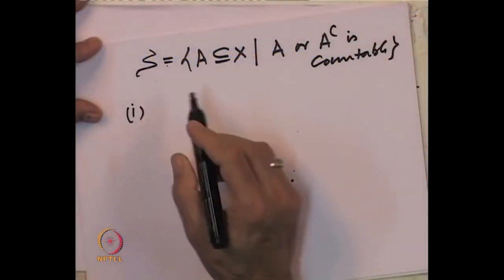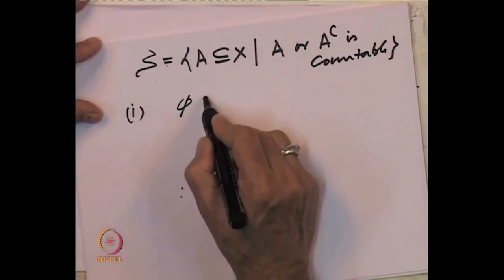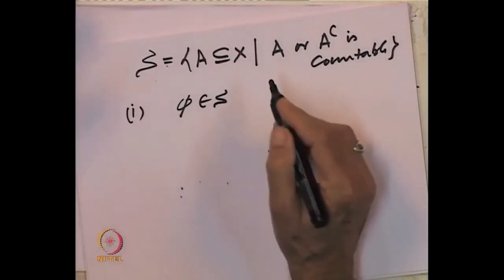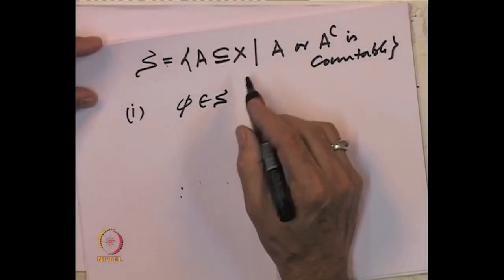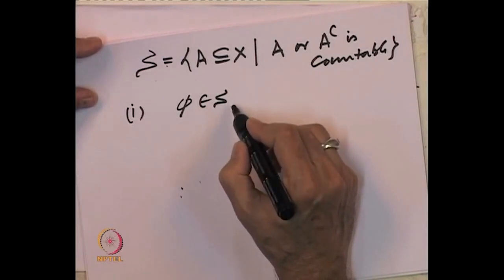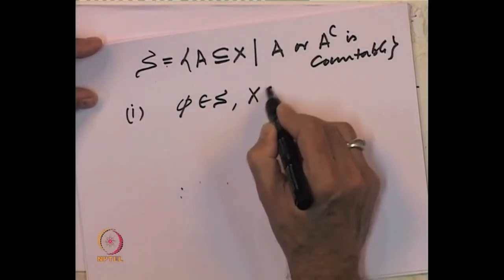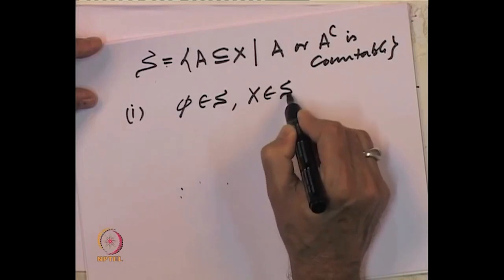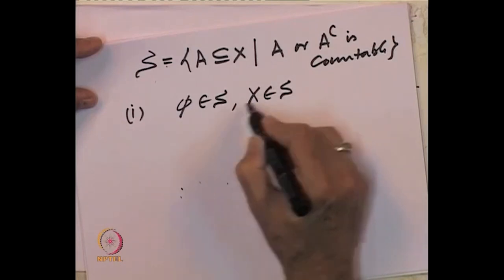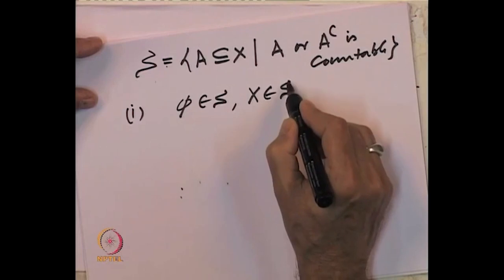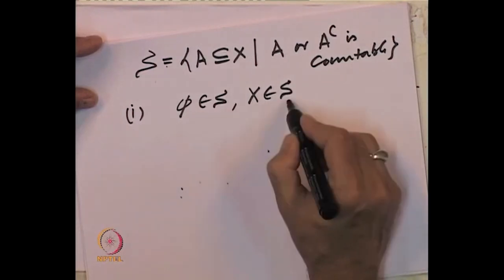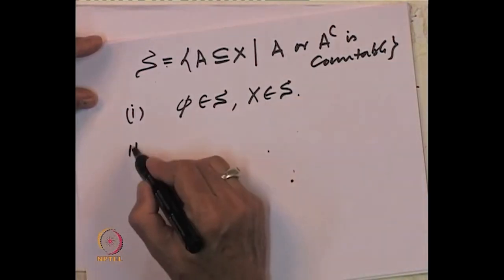So, first observation, the empty set belongs to S, because the empty set is taken to be a finite set. So, it belongs to S. Okay. Does X belong to S? Yes, X belongs to S because its complement is the empty set and hence that belongs to S. So, the empty set and the whole space both belong to S.